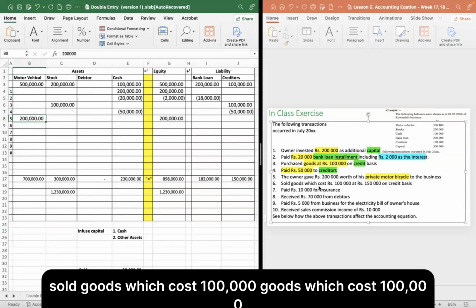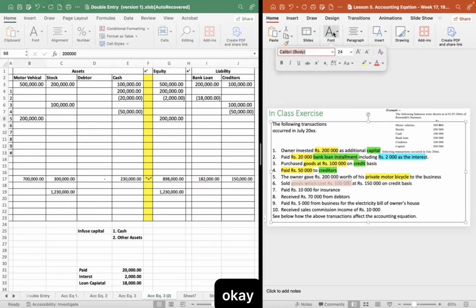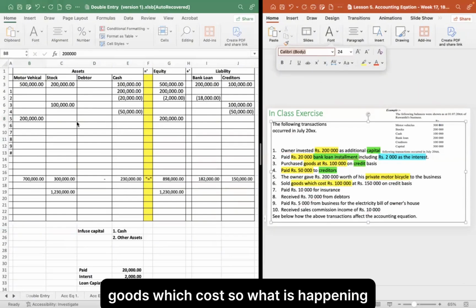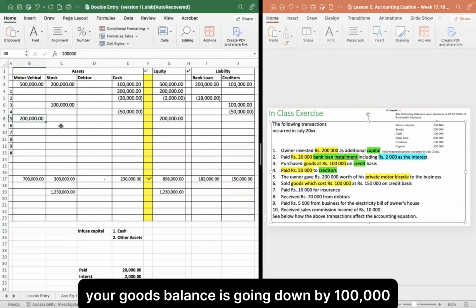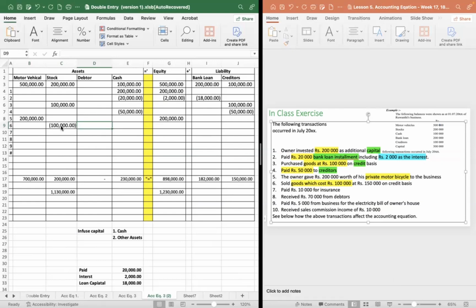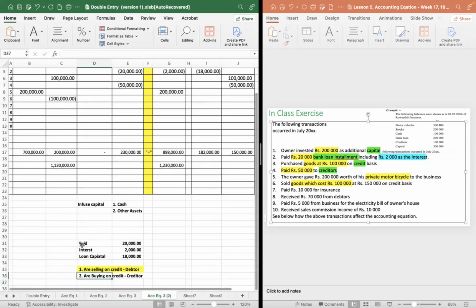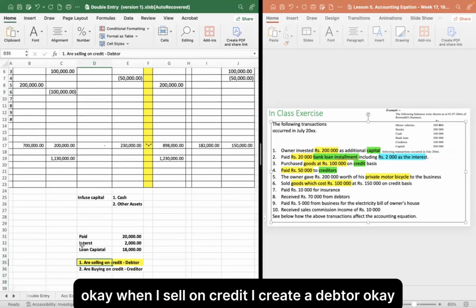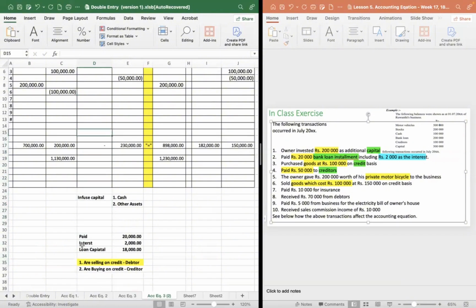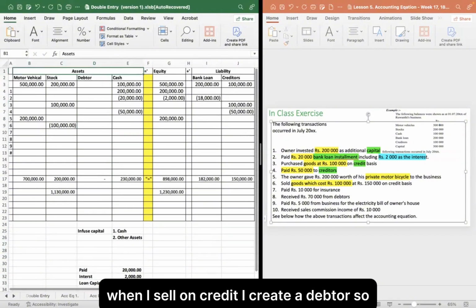Sold goods which cost 100,000. So what is happening? Your goods balance is going down by 100,000, because you are selling 1 lakh worth of goods. So you're selling on credit. Now we learned when I sell on credit, I create a debtor.